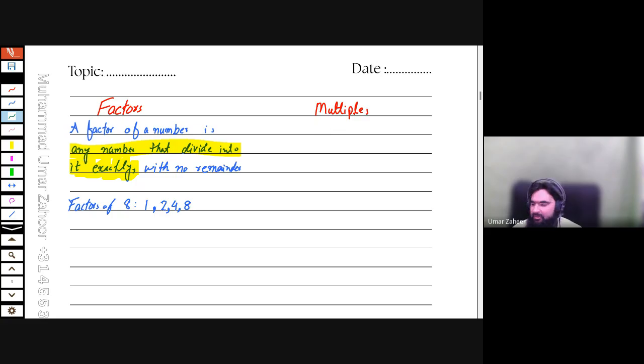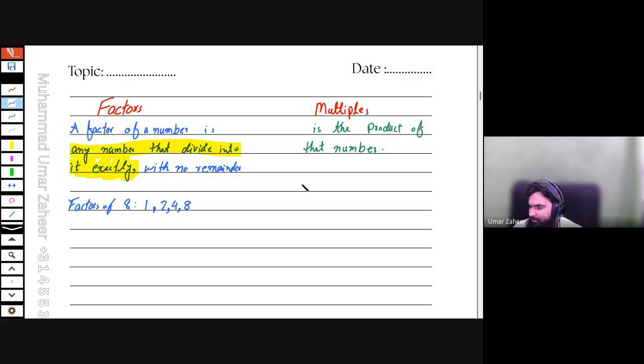Basically, a multiple is the product of that number. Okay, means you have to give any number. So all the multiples, the products of that number, are basically known as the multiples of that number.